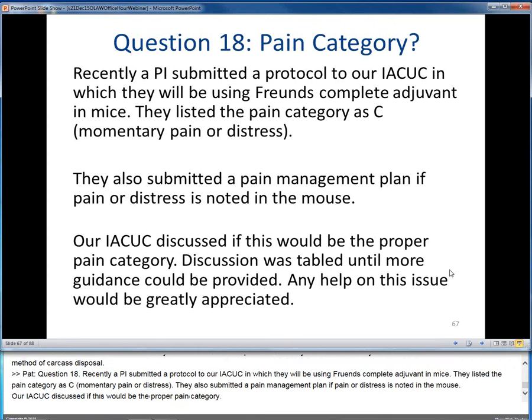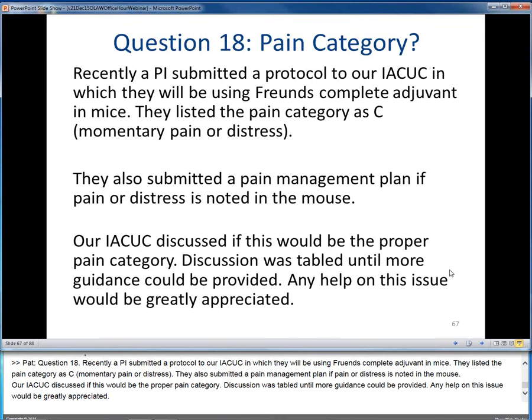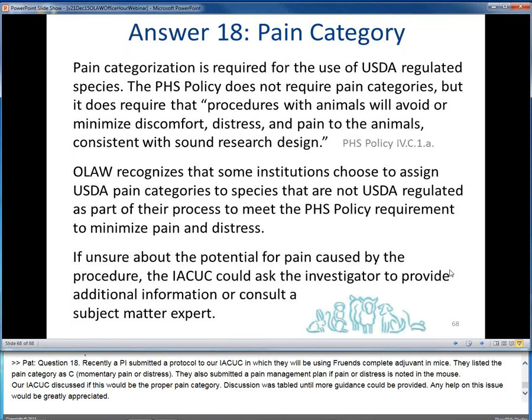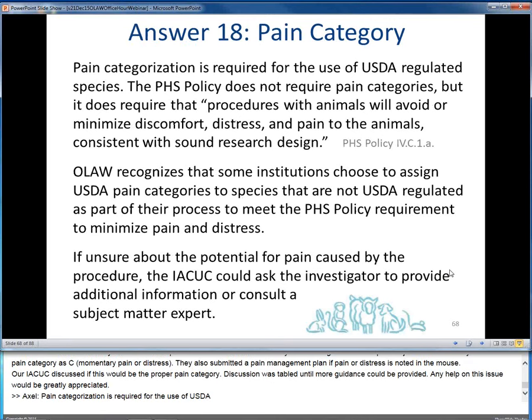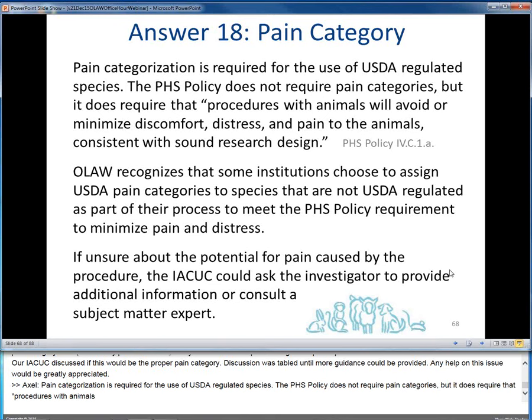Discussion was tabled until more guidance could be provided. Any help on this issue would be greatly appreciated. Pain categorization is required for the use of USDA-regulated species. The PHS policy does not require pain categories, but it does require that procedures with animals will avoid or minimize discomfort, distress, and pain to the animals consistent with sound research design.